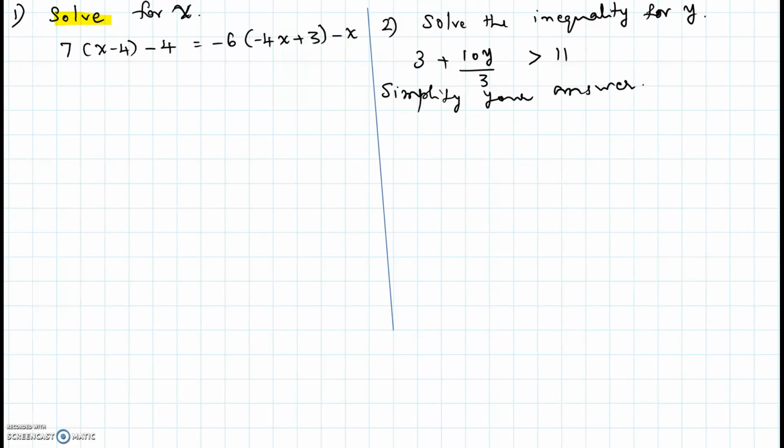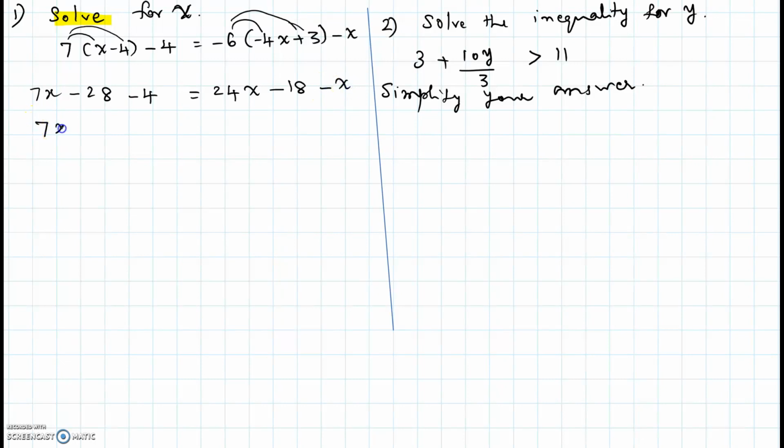So we'll distribute. So 7 times x, 7x. 7 times negative 4, that's a negative 28, minus 4 equal to negative 6 times negative 4x, that's a positive 24x, negative 6 times 3, that is negative 18 minus x.